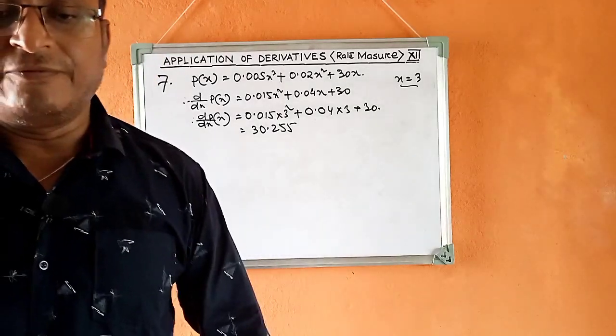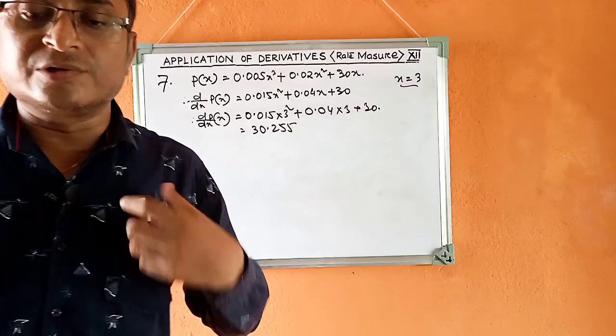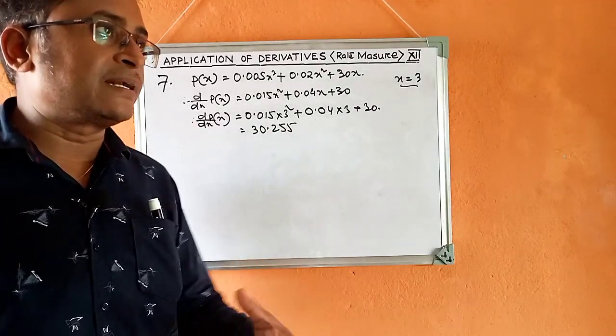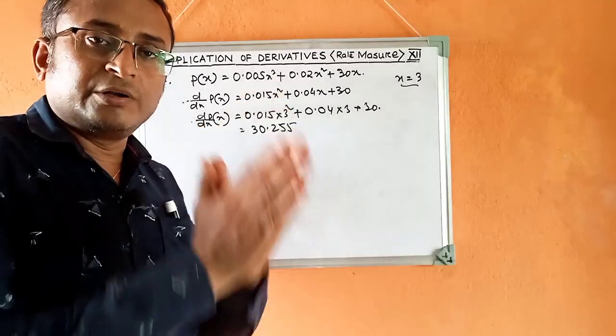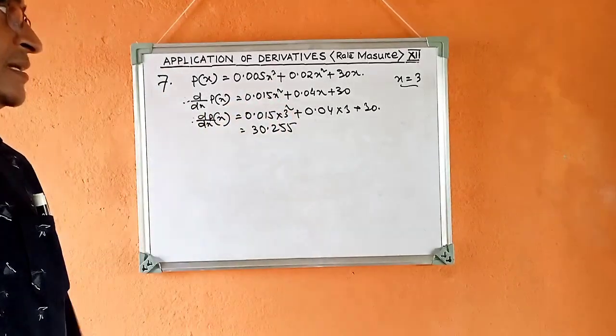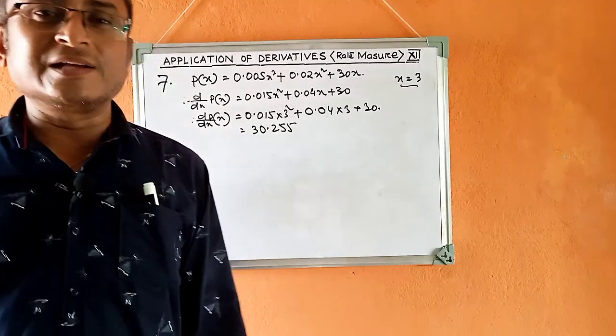Now the value indicated is the increase in pollution content in the air in the city. That means the value indicates the increase in the pollution content added in the air in that city. Got it? Hope all of you understood very well.